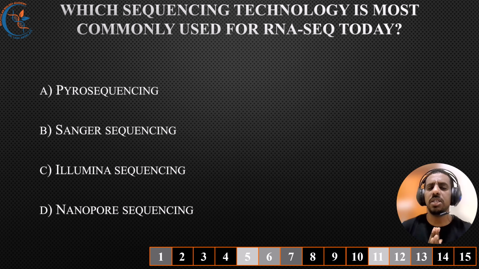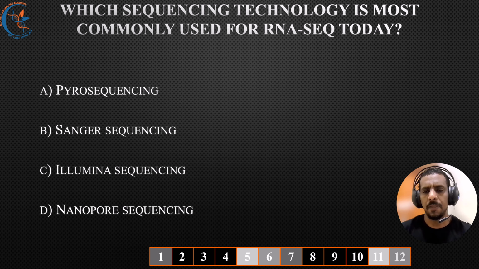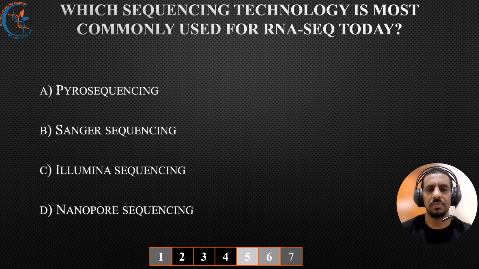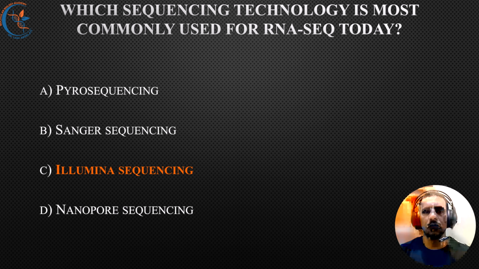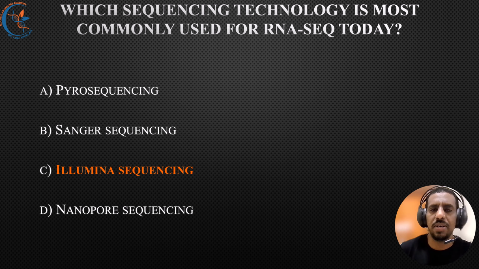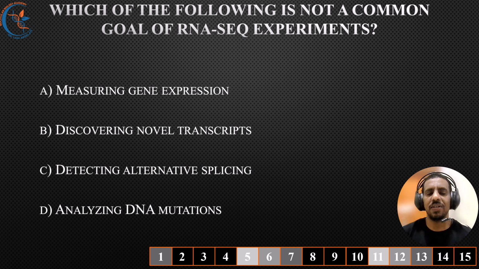Alright, next question here. Which sequencing technology is the most commonly used for RNA sequencing today? The correct answer is Illumina sequencing. Actually, Illumina sequencing platforms dominate RNA sequencing because they provide high throughput, good accuracy, and cost-effective short-read sequencing, ideal for transcriptome analysis. All right, let's move on.